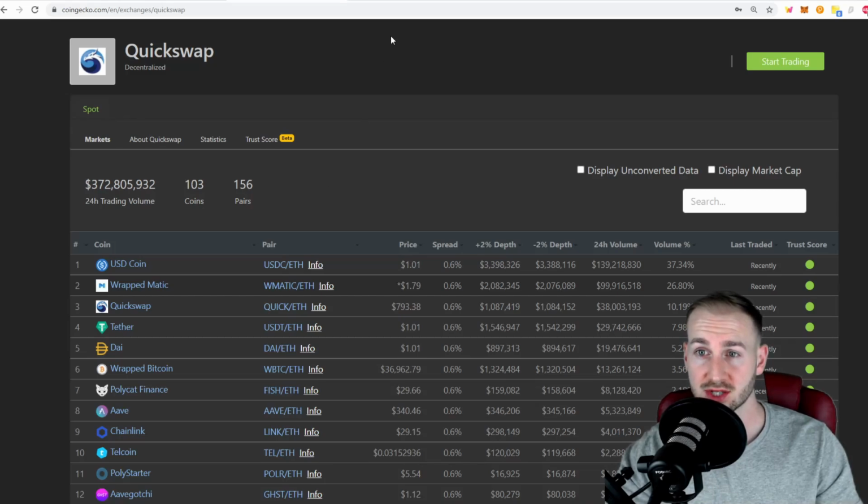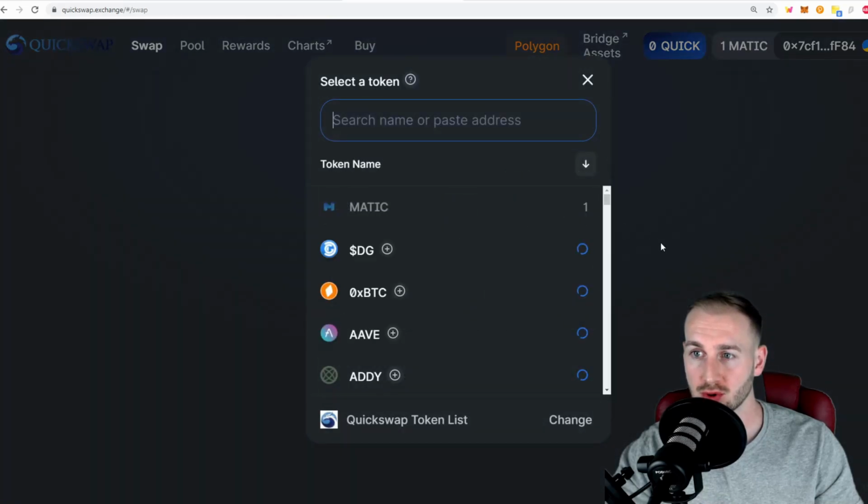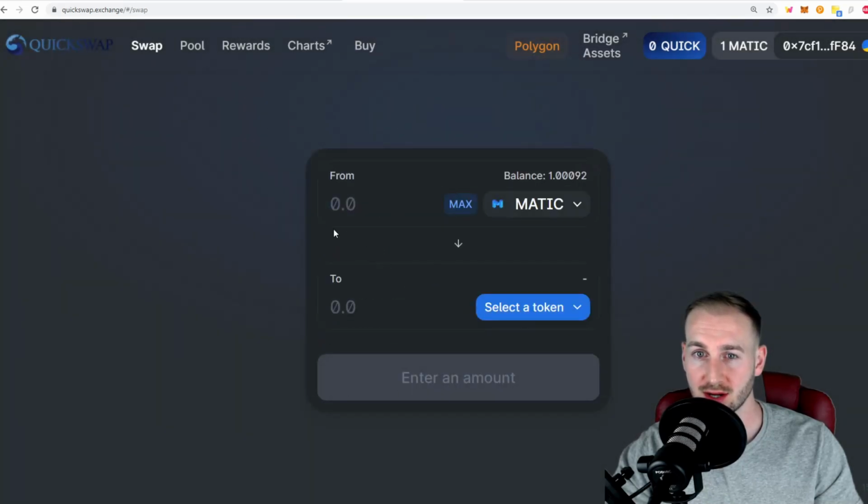So let's jump over to the interface here. I've connected my wallet already and I've already synced it. Again, if you can't get yourself to this position, check my video out on how to set up QuickSwap and then get yourself to this position here. This is the interface, which looks very similar to Uniswap. You're going to need Matic here as the gas for this network. This is the swapping protocol, but in today's video we're concentrating on pooling tokens for liquidity rewards.